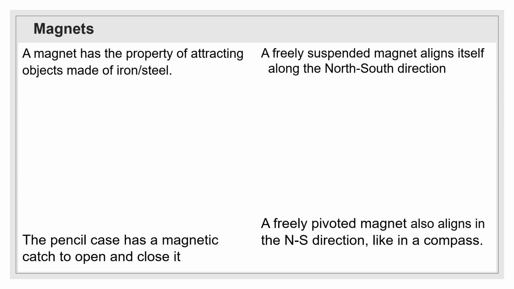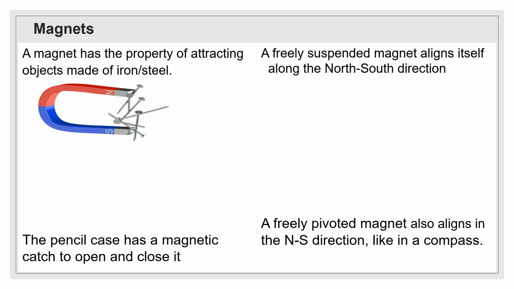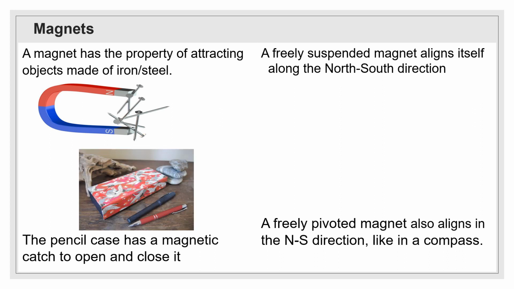Now let us see what are magnets. A magnet has the property of attracting objects made of iron or steel. For example, this magnet attracts some pins made of steel. Even the pencil case has a magnetic catch to open and close it. You must have seen that.